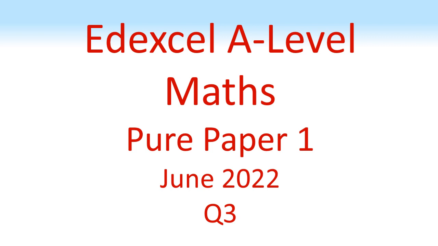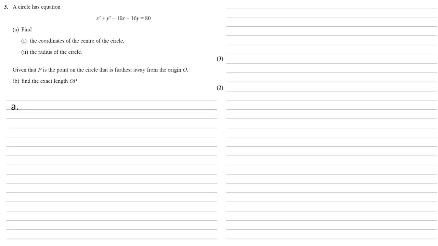Edexcel A-Level Maths, Pure Paper 1, June 2022, question 3. A circle has equation x squared plus y squared minus 10x plus 16y equals 80. We need to find the coordinates of the centre of the circle and the radius of the circle.